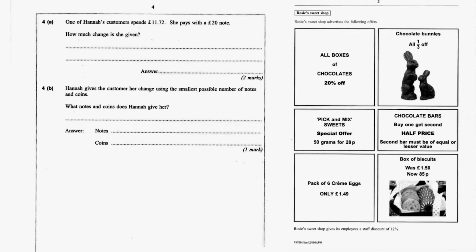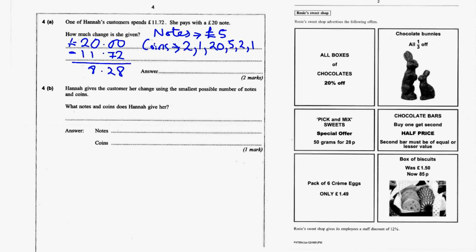Question number 4 now, nearly halfway through the paper. Let's have a read. It says one of Hannah's customers spends £11.72. She gives Hannah a £20 note. How much change is she given? Right, okay. Pause the question and let's go through it later on.